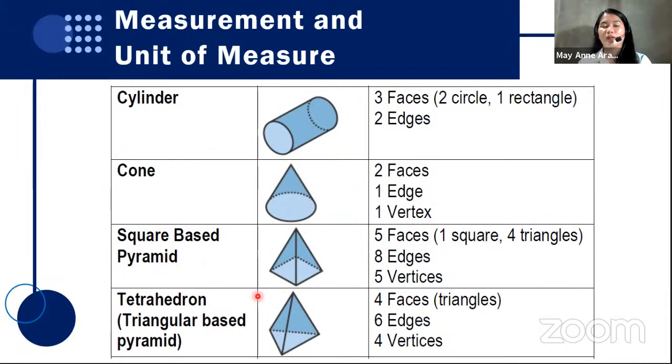And for the square base pyramid, pwedeng mag-iba-iba yung base ng pyramids, no? So in pyramids, if the base is a square, there are 5 faces. One is the square, that's the base sa ilalim, and there are 4 triangles, so those are the lateral faces. And how many edges are there? There are 8 and 5 vertices, 4 sa base, 1 dun sa intersection ng triangles. And for tetrahedron, or a pyramid with a triangular base, there are 4 faces and all of them are triangles, and there are 6 edges and 4 vertices. So 3 for the base and 1 here.